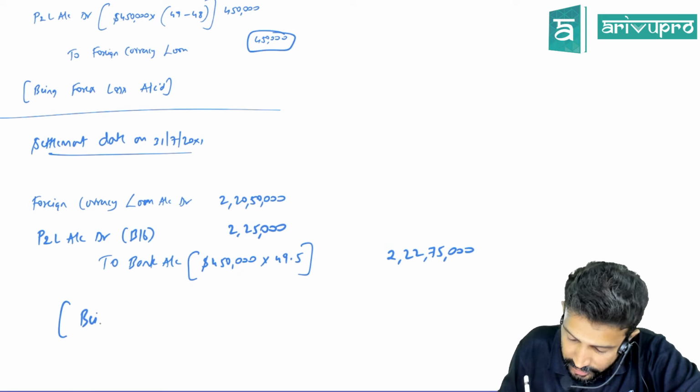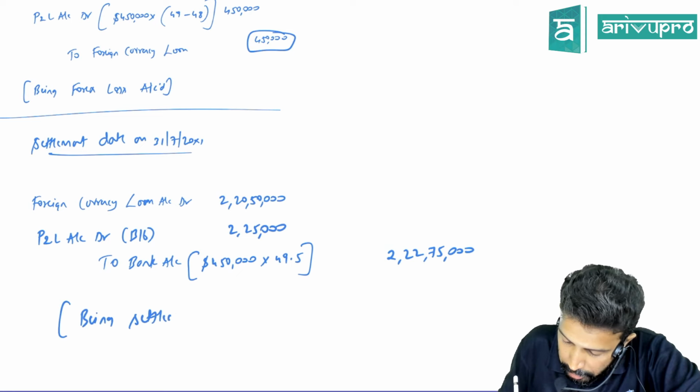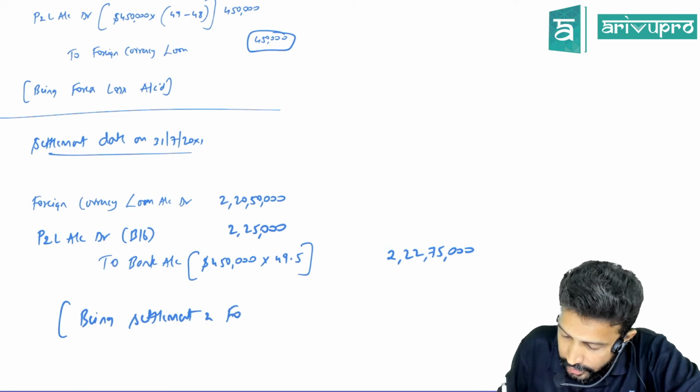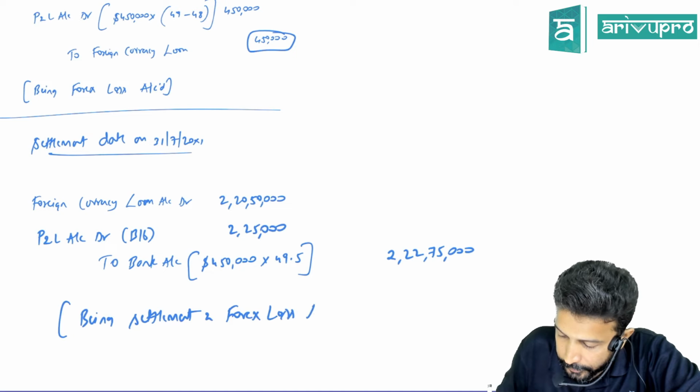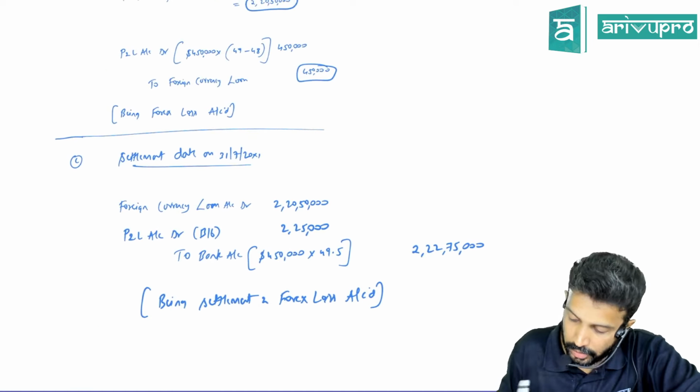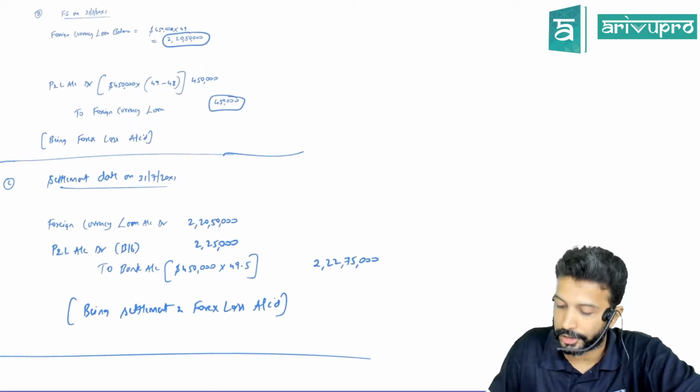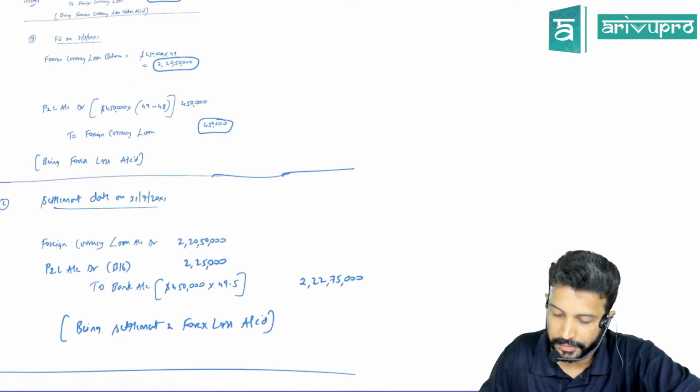Or you can write here: being settlement and forex loss accounted. That's all. So this problem is done, not done?